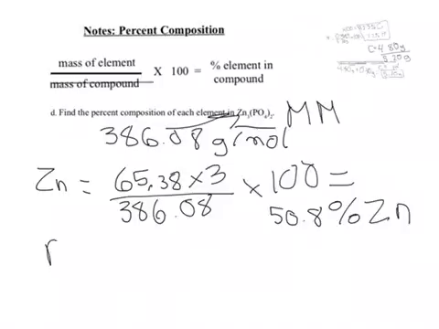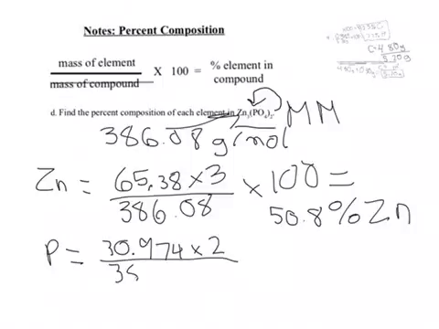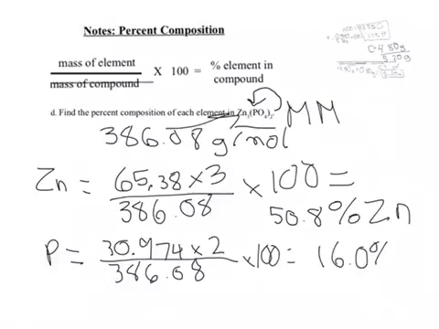We can do that for our other atoms. So here's phosphorus. So phosphorus, we know from the periodic table has a molar mass of 30.974, and you need to look at how many there are present. This 2 gets distributed to both the P and the O, so we actually have 2 phosphorus divided by the total mass of the compound again, times 100. Plug it into your calculator, and you should get 16.0% phosphorus.